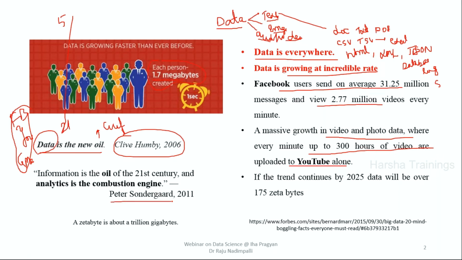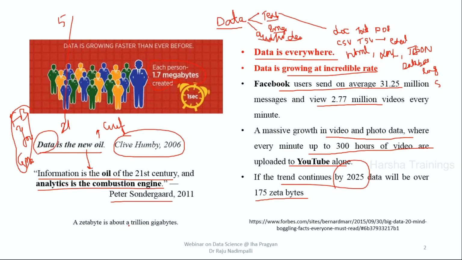He is the chairman of Gartner. He proposed that information is the oil of the 21st century. That means the same quotation he has put in a different way. And analytics is the combustion engine. Now, if the same trend continues, by 2025 the data will be over 175 zettabytes.